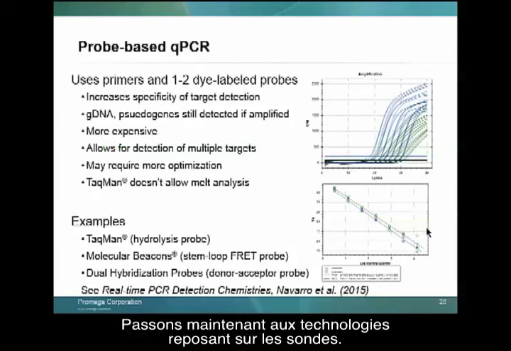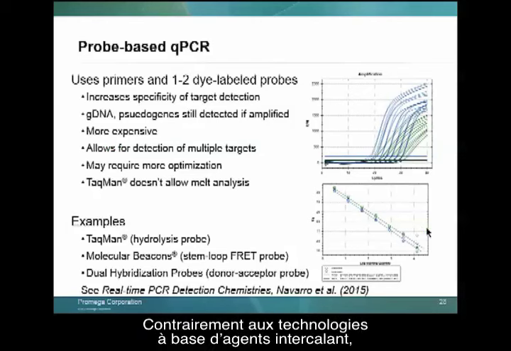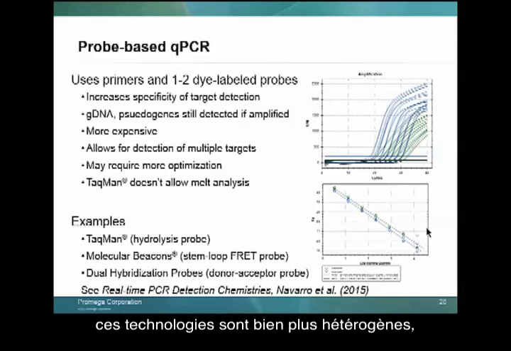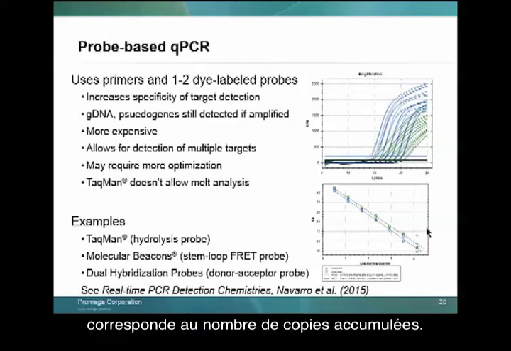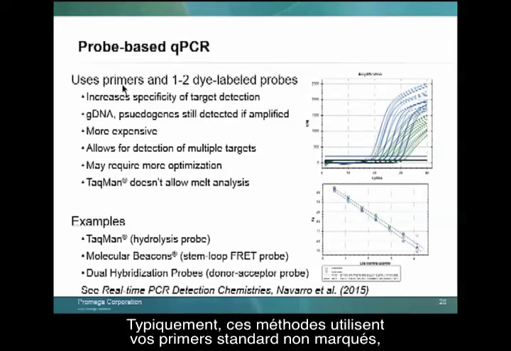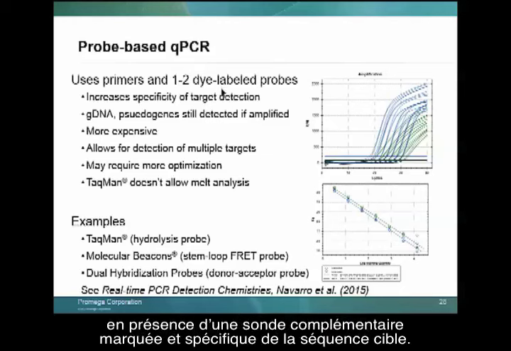So moving on to the probe-based technologies. Unlike the dye-based technologies, these probe-based technologies are much more heterogeneous, and they use a number of different methods to have the fluorescence of detection mimic the accumulation of copies. They use typically your standard unlabeled primers, but in addition there are extra primers that are sequence specific and are labeled with a dye.